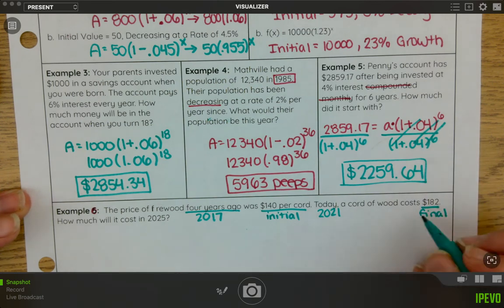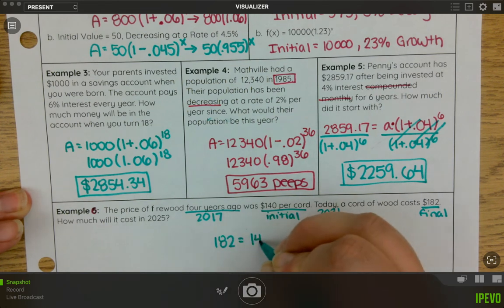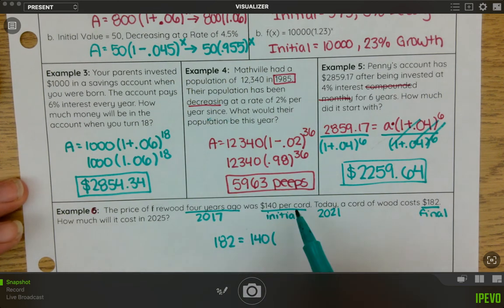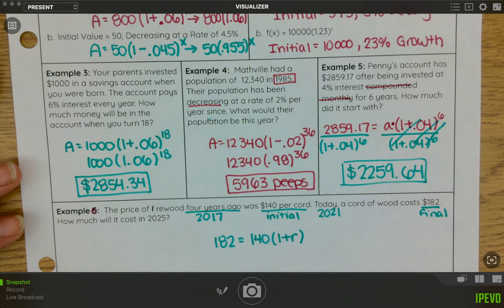Okay, so I'm going to start with 182 equals 140. This price is going up, right? From 140 to 182. So I'm going to go ahead and write 1 plus r instead of 1 minus r. I just don't know what r is yet. But I do know that it's been 4 years.